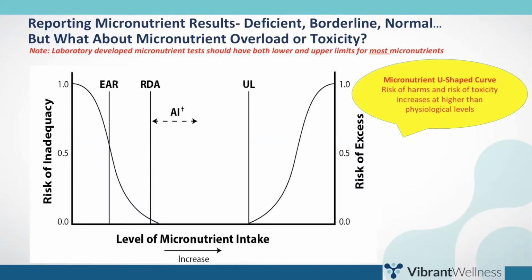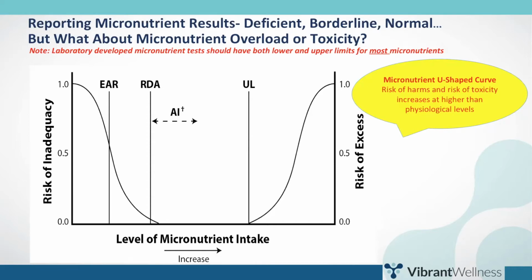I also think there's a tremendous advantage. I know other laboratories don't routinely report on micronutrient overload or toxicity. Some laboratories just report micronutrients in the context of: are they deficient, borderline, or normal? And really then you're only looking at part of the picture, because there can be harms from micronutrient overload or toxicity. So we want to know what is borderline high. We want to know what is high.